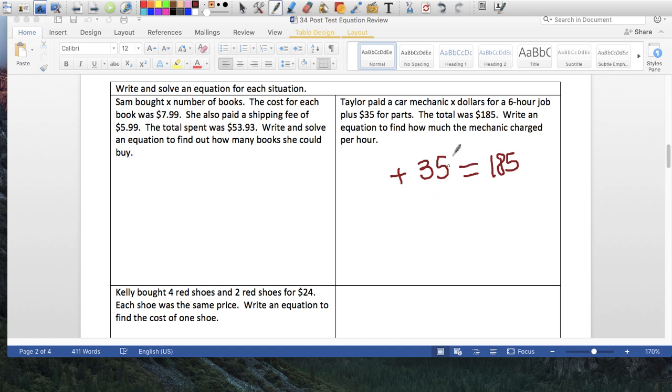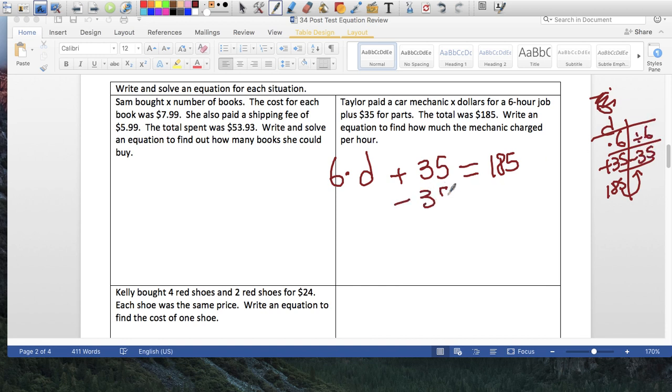of the car, the material, and then 6 hours times D for dollars, right? So he worked for 6 hours, making D amount of dollars for each hour. So let's find out. So you do the story. You have a variable D, which is being multiplied by 6 plus 35 equals 185. Going backwards is going to be minus 35 and then divided by 6.